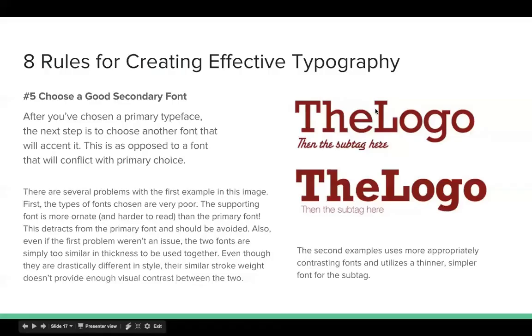Also, even if the first problem weren't an issue, the two fonts are too similar in thickness to be used together. So even though they are drastically different in style, their similar stroke weight doesn't provide enough visual contrast between the two fonts. The second example uses more appropriately contrasting fonts and utilizes a thinner, simpler font for the subtag. And you can see this just feels better. I mean, like visually. And to my OCD, it feels better.